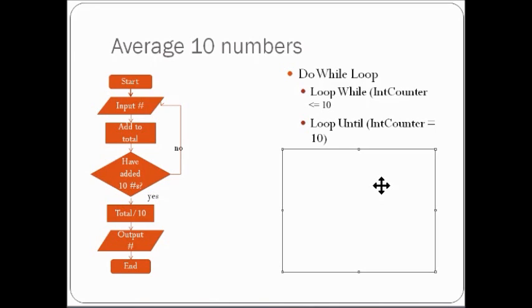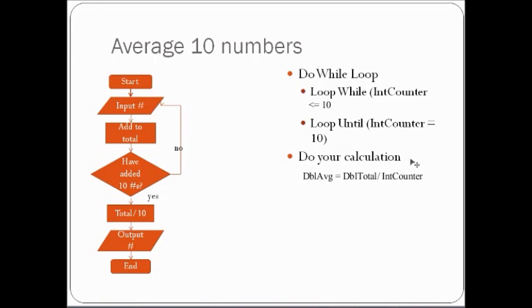You have a do while loop and a do until loop. And basically they're the same thing. Do while loop means do it until the counter is less than or equal to 10, or loop until the counter is 11. So we're doing do while, so this first one is probably more applicable for us. Well, we want to come up with our double average, right? So what will we put in that variable? We divide double total by our integer counter, which is 10.